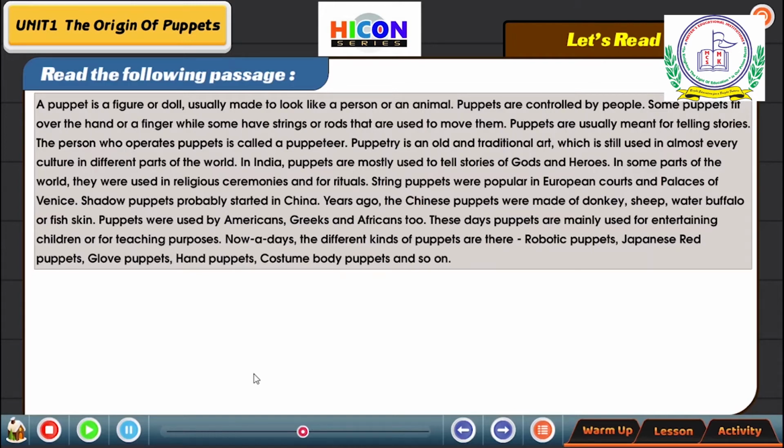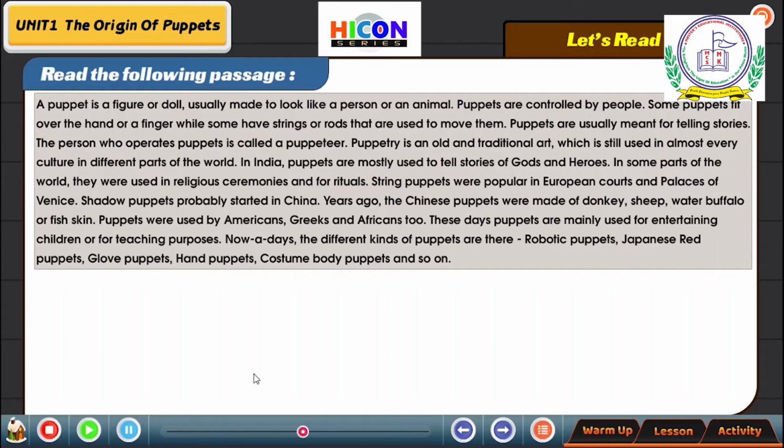Shadow puppets, as we saw in the lesson, where the shadow of the puppet is made on a screen. Such kind of puppetry was started in China. In the olden days, the Chinese people used different kinds of animal skins, like the skin of a donkey, a sheep, or a water buffalo, or even some fish skins to make these puppets. It was used by different people, like Americans, Greeks, and Africans.